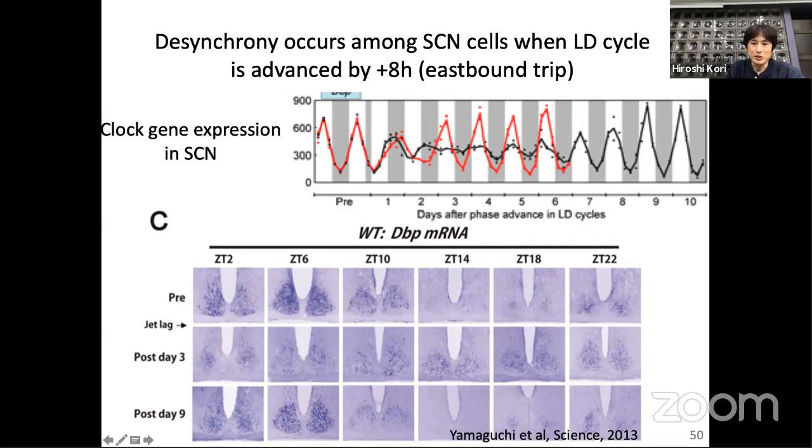And if we look closely at the gene expressions in the SCN, we get this kind of slide. These figures show a kind of snapshot of gene expressions within 24 hours. Before the jet lag, the black points appear around this time. So this means synchronization occurs and there is clear synchronous oscillation peaked at this time. But after jet lag, you can see black points everywhere. And this means desynchrony occurs within this tissue.